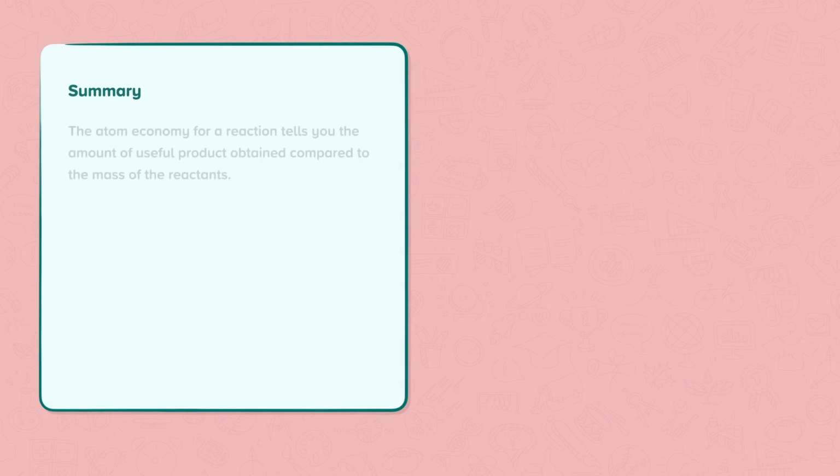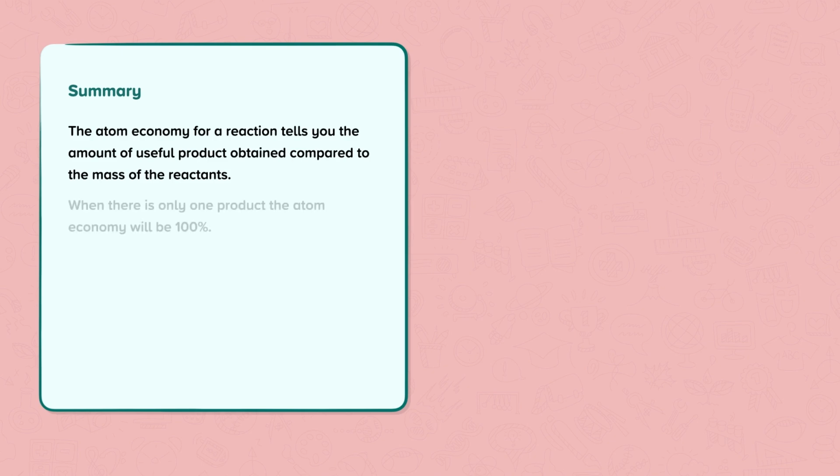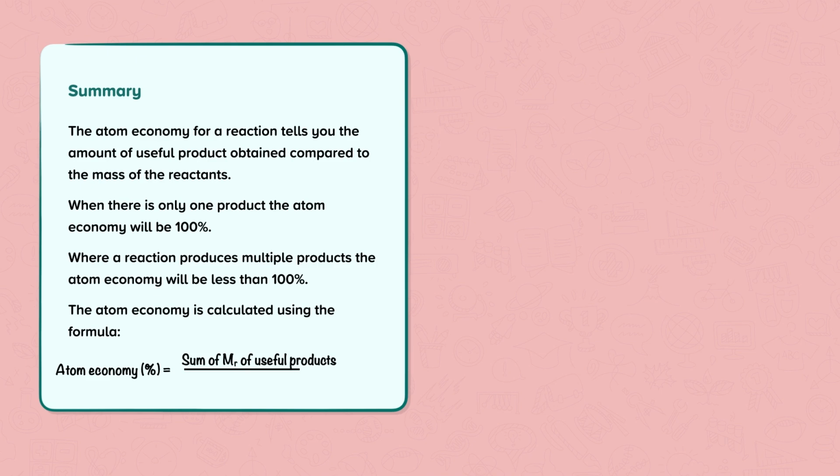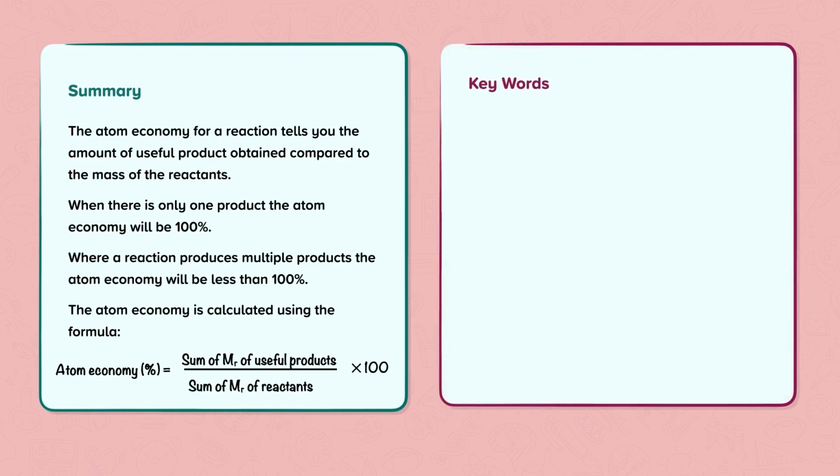Summary. The atom economy for a reaction tells you the amount of useful product obtained compared to the mass of the reactants. When there is only one product, the atom economy will be 100%. Where a reaction produces multiple products, the atom economy will be less than 100%. The atom economy is calculated using the formula atom economy equals the sum of MR of useful products divided by the sum of MR of reactants multiplied by 100.